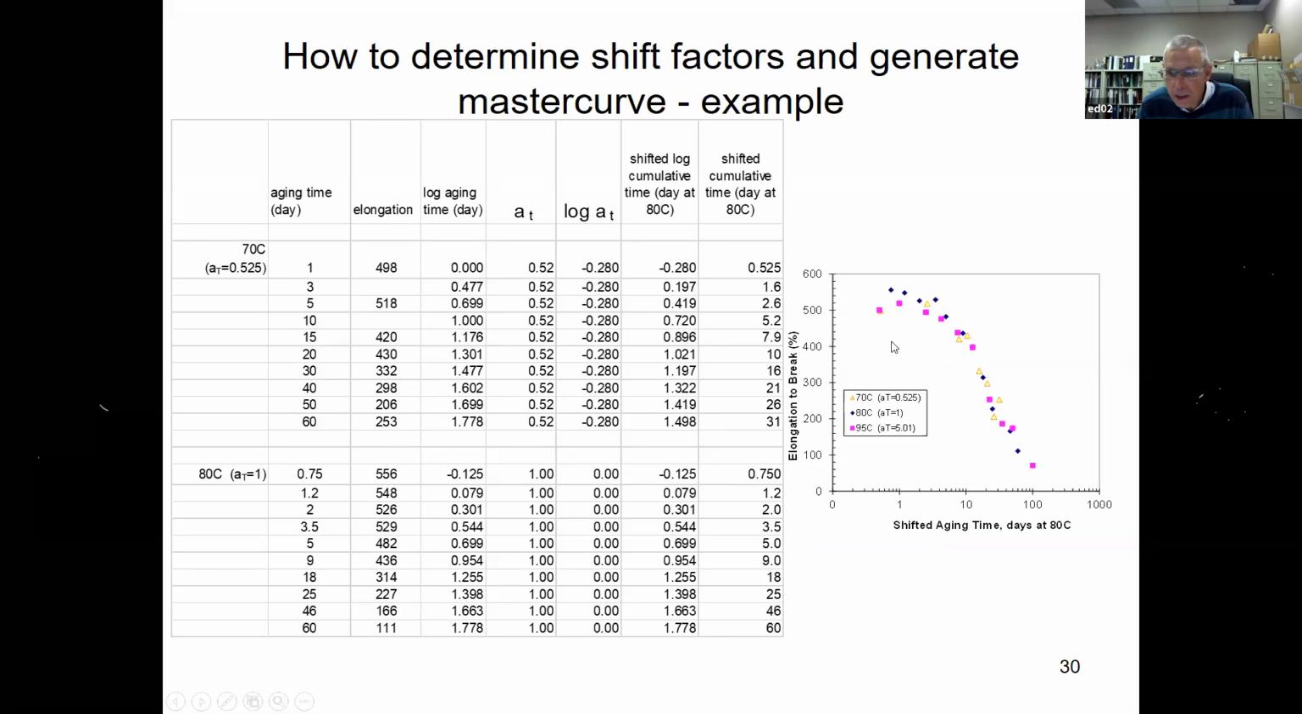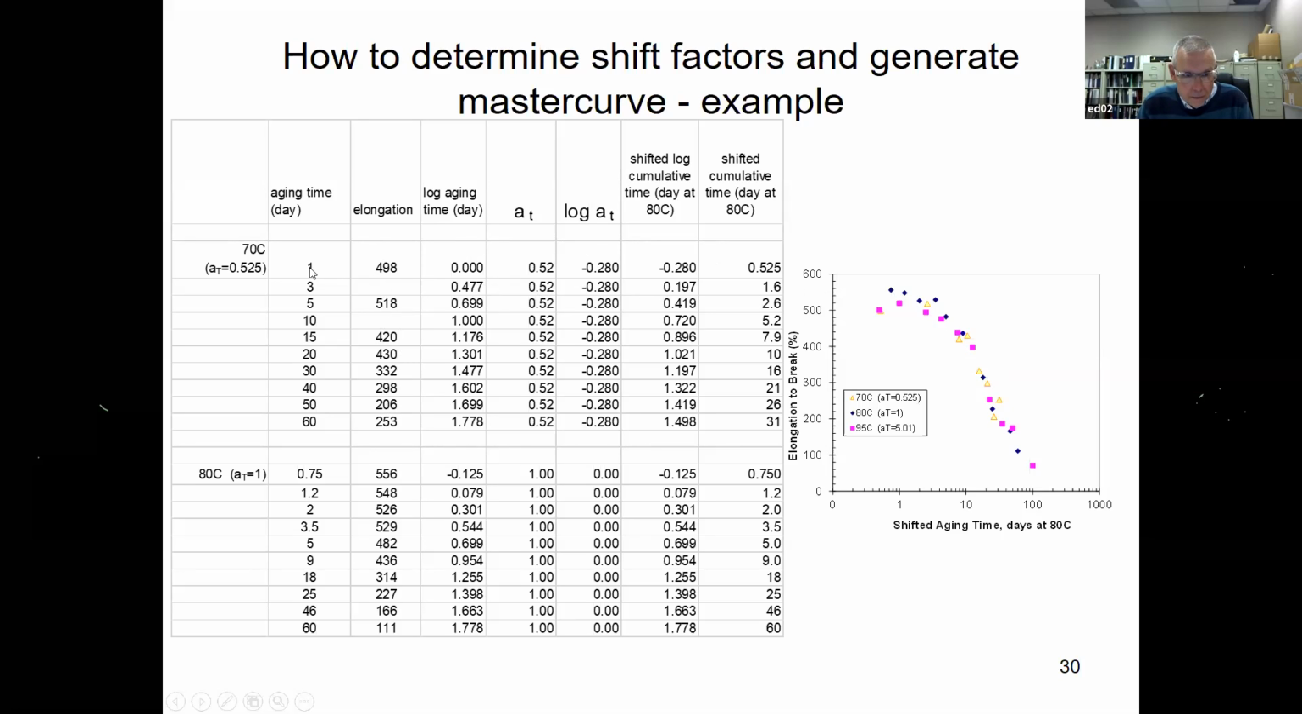Okay. So what we want to talk about is the 70 degree data. The 70 degree data was shifted horizontally to the right. We call it empirical shift factors. That means we're shifting the data until by eye we see good overlap. It can be done mathematically, but we say the eyeball technique actually is a bit better than mathematically minimizing the differences.